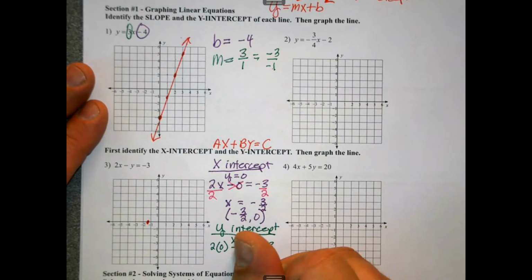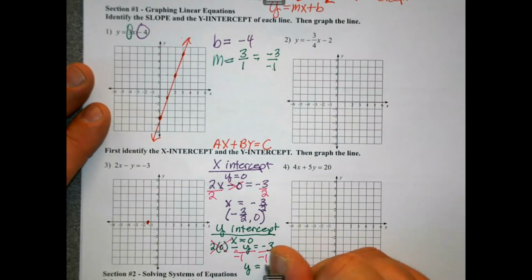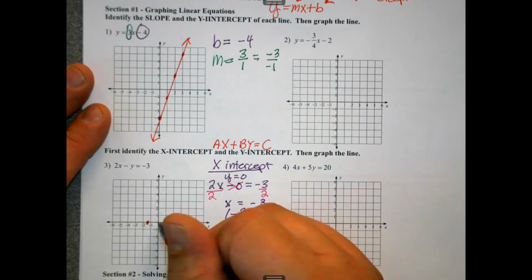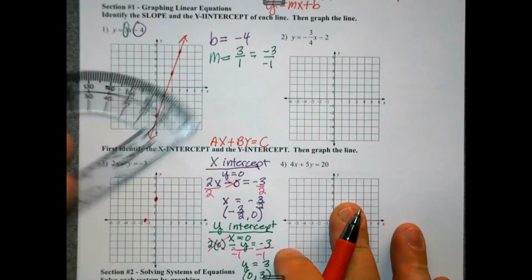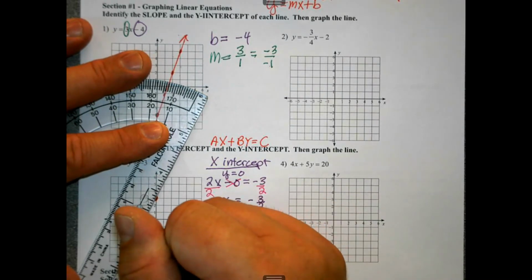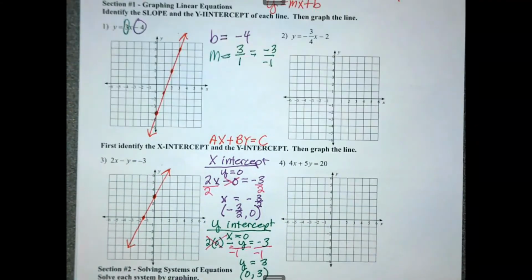Divide both sides by negative 1. So y is going to equal positive 3, or 0 comma 3. I'm going to use a straight edge so Mr. D doesn't go nuts when he grades the quizzes. And that was review graphing.